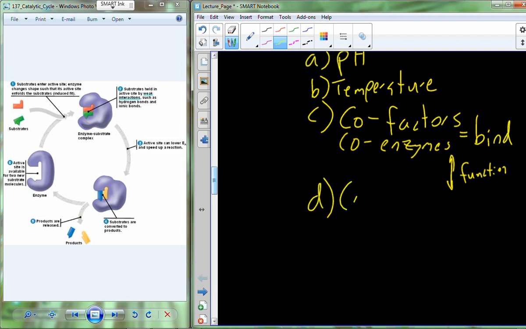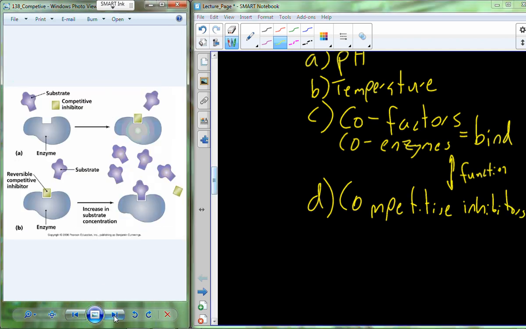A lot of them are competitive, and some of them can be inhibiting substances. The competitive inhibitors are going to be molecules that will bind with the active site. So substrate can bind the active site, competitive inhibitor can bind the active site, and the two of these molecules compete for that active site.